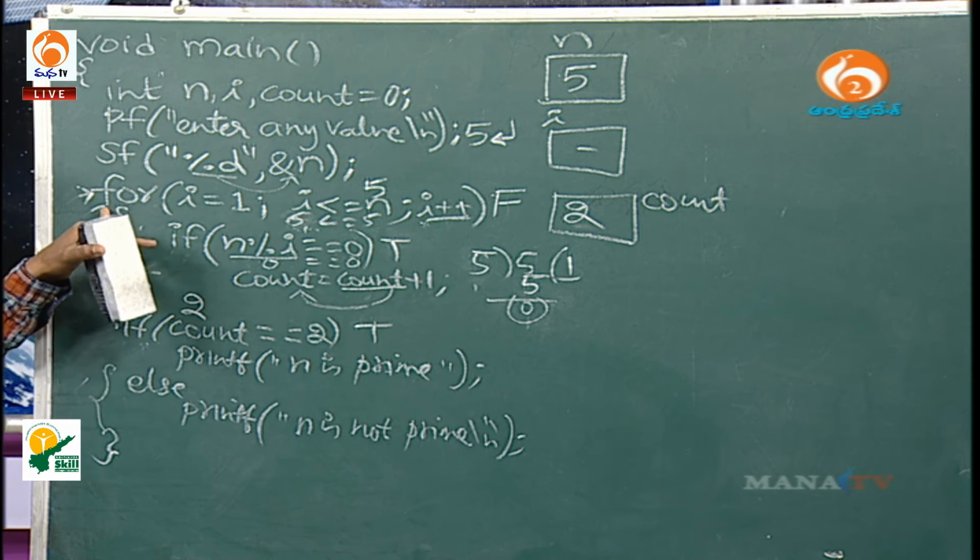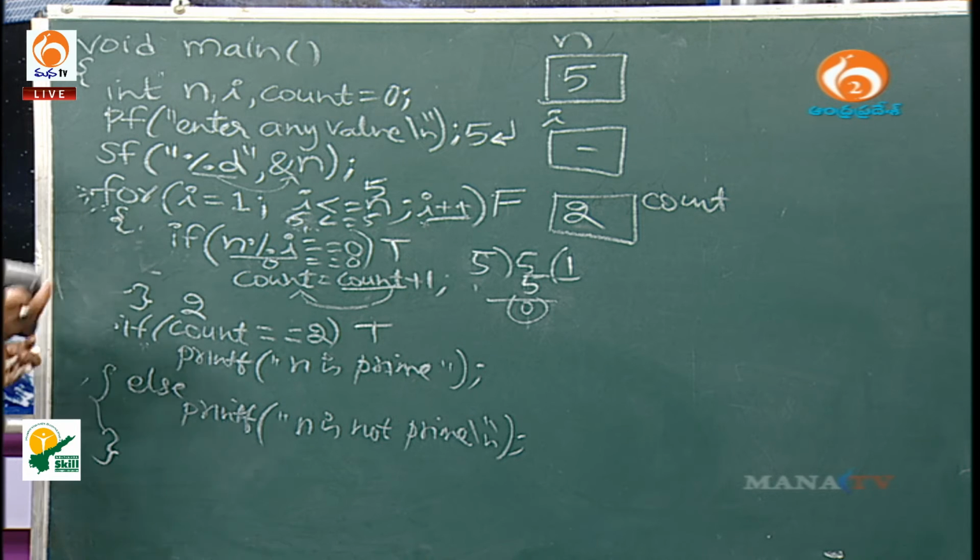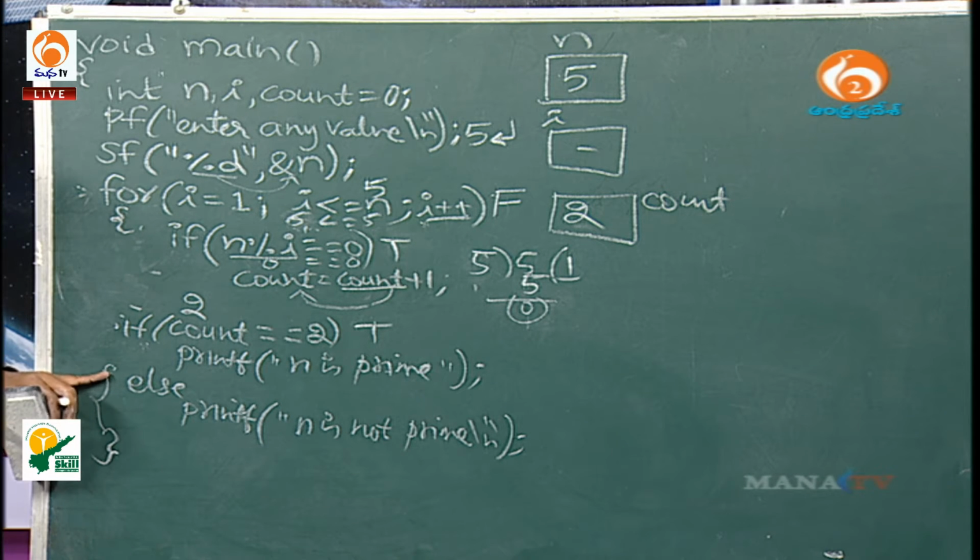This for loop, here we are using the for loop and the if condition. Why? I do not want to write this last if inside the for loop, because every time we would get n is not a prime number or n is a prime number, 2-3 times we would get, which is undesirable.